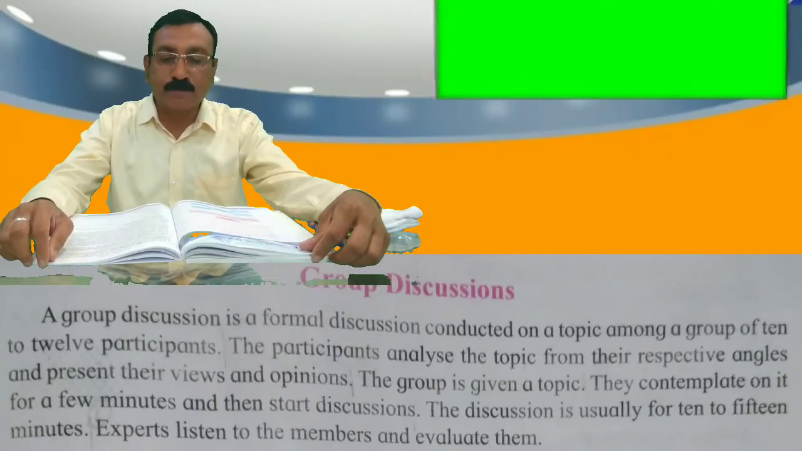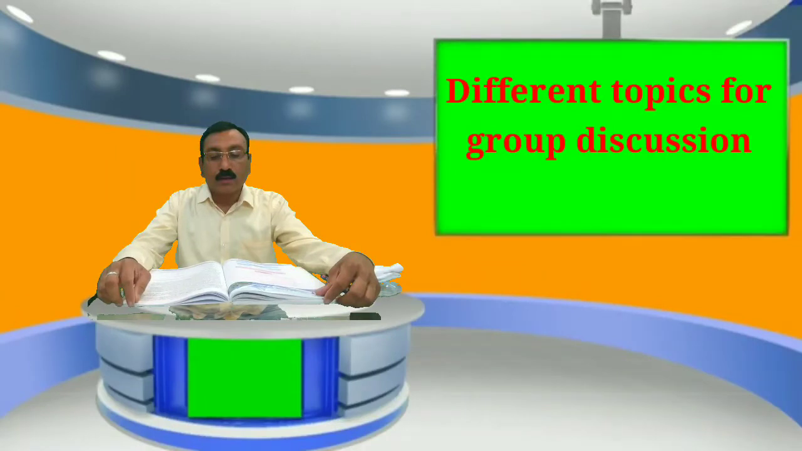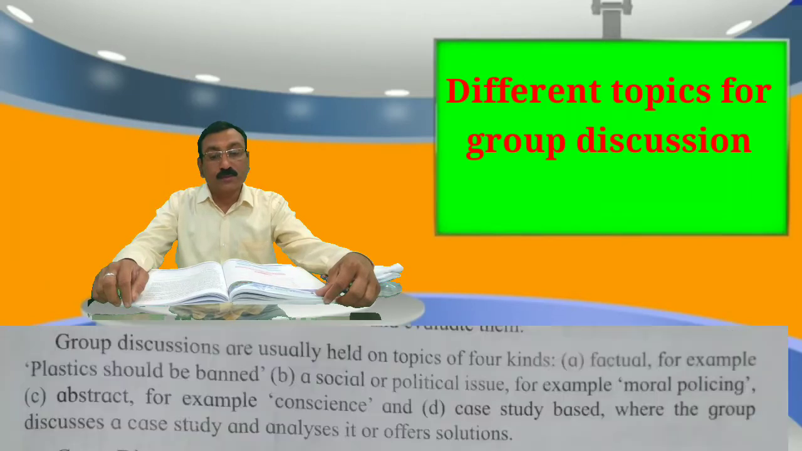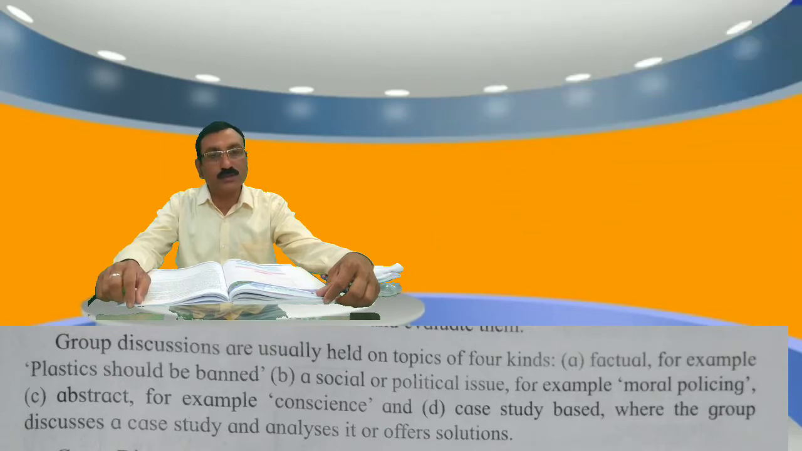Now students, what are the different topics for the group discussion? Group discussions are usually held on topics of four kinds. So what are these four kinds? The first is factual. For example, plastics should be banned. So the first type of the topic for a group discussion is factual.